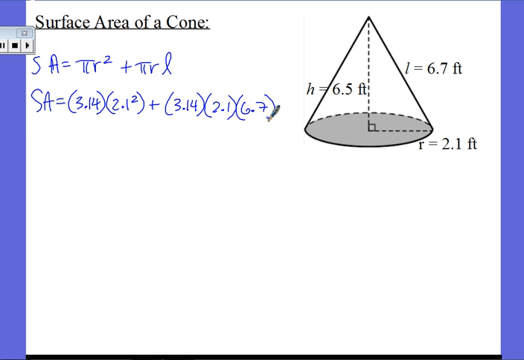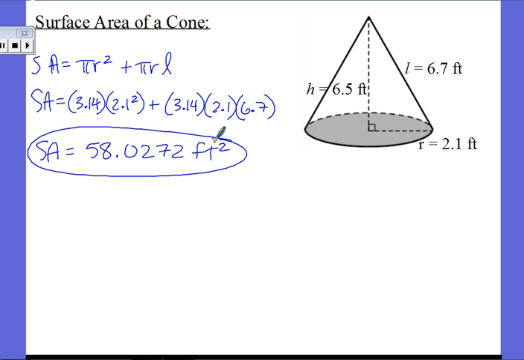Okay, so we need to do the squaring first, so 2.1 squared. Then we can multiply that by 3.14. And then we can hit add, and all of this multiplication, 3.14 times 2.1 times 6.7. Then we hit equals at the end, and we get surface area equals 58.0272 squared feet.